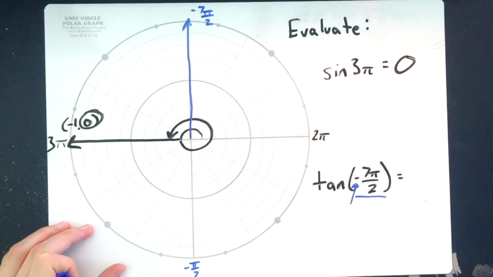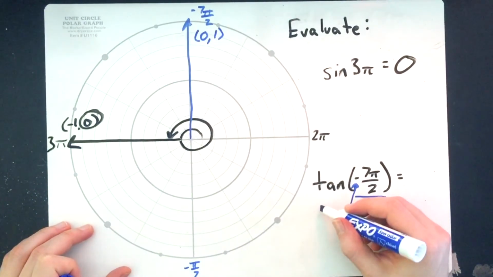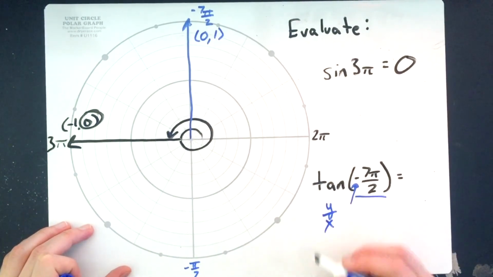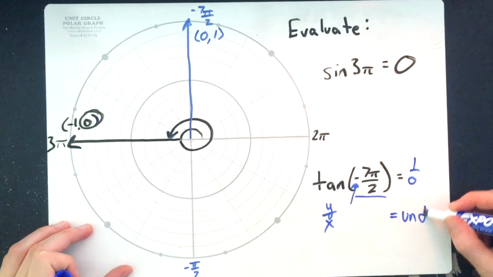Now, it's a quadrant angle again, so I can't make a right triangle out of it, but I'll just think of the point being 0, 1. And then if I was finding tangent, that's like y over x, so 1 over 0. And again, you can't divide by 0, so this last answer is just undefined.